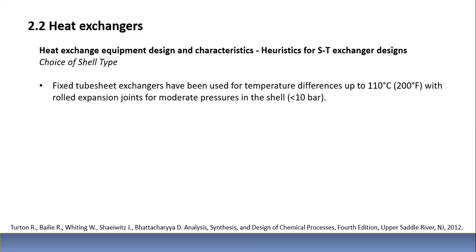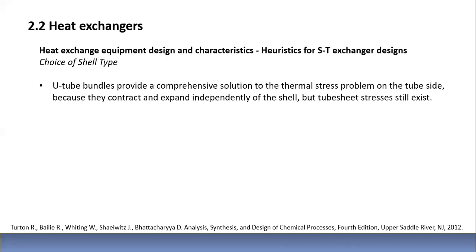Fixed tube sheet exchangers have been used for temperature differences up to 110 with roll expansion joints for moderate pressures in the shell. Es decir, cuando ya pasa de 55 el diferencial de temperatura de los fluidos en el intercambiador, se pueden usar juntas de expansión que permiten que el tubo se expanda por el diferencial de temperatura y no haya un daño mecánico en el intercambiador donde se expande el tubo y el tubo está soldado en ambos lados y eventualmente algo cede, algo se rompe, ¿no? Eso es lo que ocurre. Se colocan juntas de expansión cuando la presión va por debajo de 10 bares.